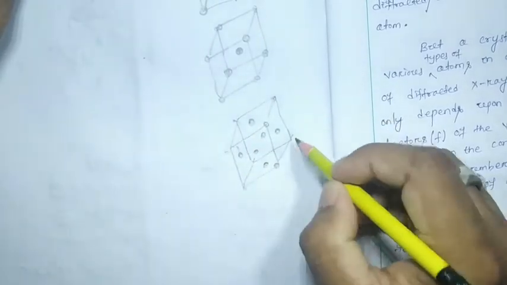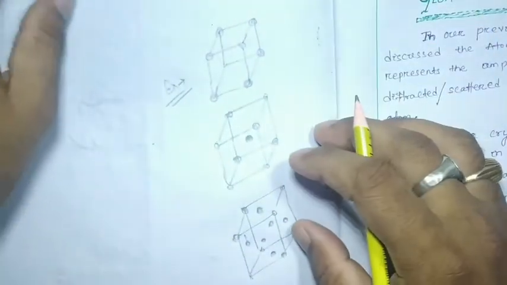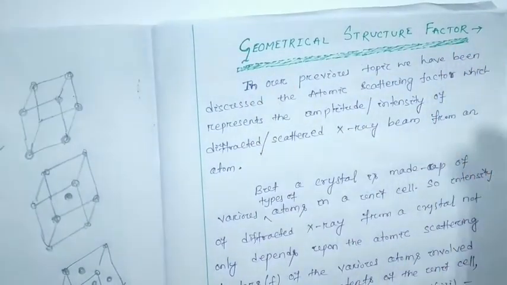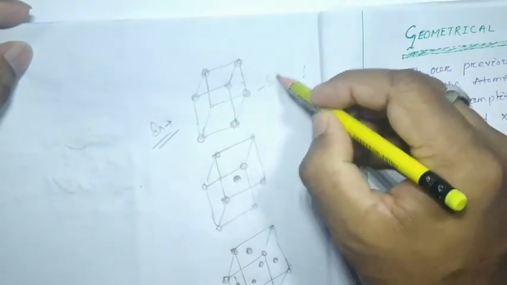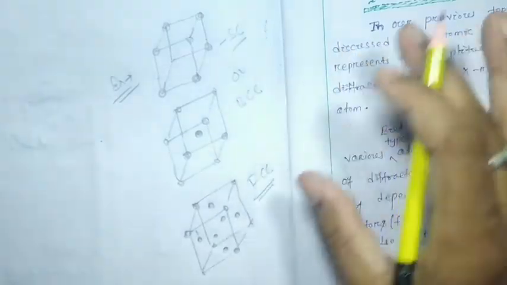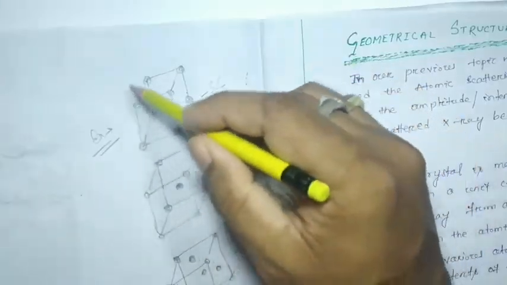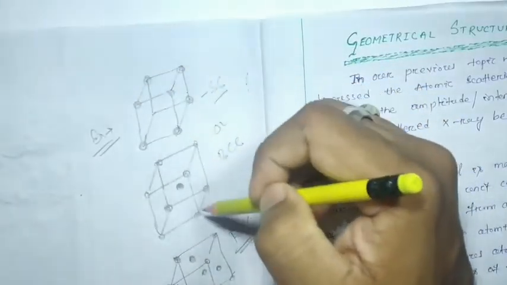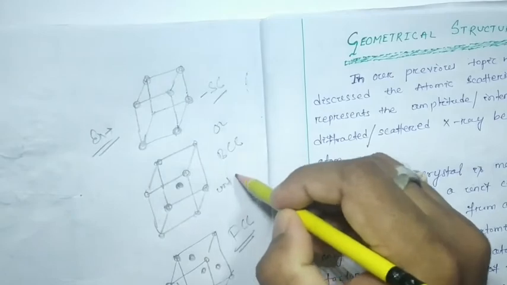So these are the three lattice structures possible for the cubic crystal structure. Using this geometrical structure factor, we can determine whether the unit cell is simple cubic, body centered cubic or face centered cubic. In this way the structure factor is useful to find out the arrangement of the atoms, or the geometrical structure of the unit cell.